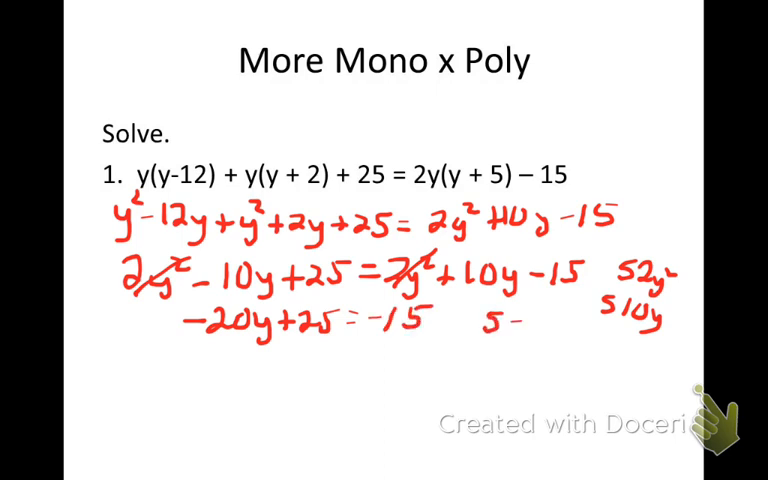So now I'm going to subtract 25 from each side and get negative 20y equals negative 40, divide by negative 20, and I get y equals 2. I don't care which way you do it, but just show me your steps out to the side or underneath. If you still feel like you need to write your steps underneath, that is fine.